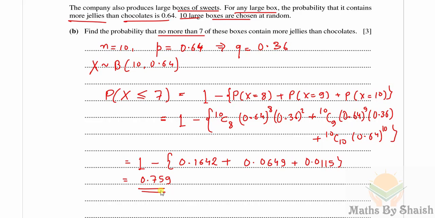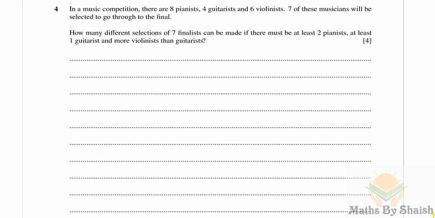Let's do the next question. Here is question number 4. In a music competition there are 8 pianists, 4 guitarists and 6 violinists. 7 of these musicians will be selected to go to the final. How many different selections of 7 finalists can be made? It is a selection, a combination. There must be at least 2 pianists, at least 1 guitarist and more violinists than guitarists. These are the 3 conditions.